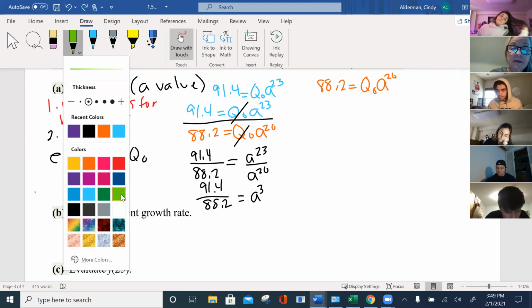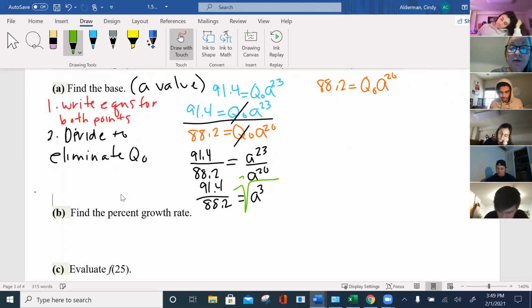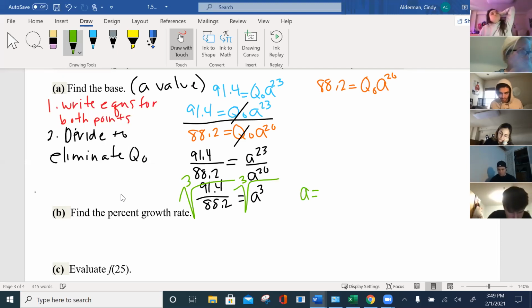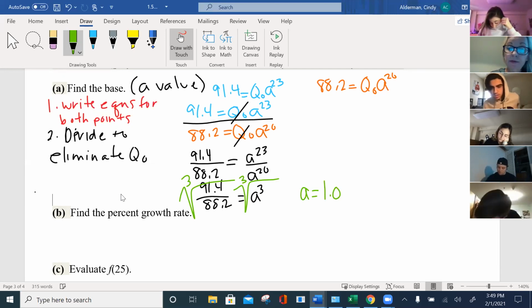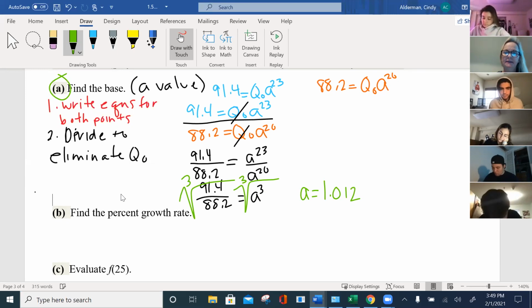There we go. So now I'm just going to take the cube root of both sides to get A is equal to 1.012. So we just found the base. So that's the answer to A.